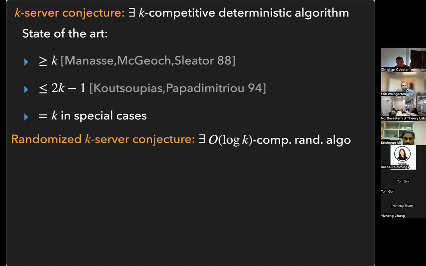And then there's the randomized K-server conjecture, and this is the setting that we're going to talk about today. This conjecture states that there's a log K competitive randomized algorithm.